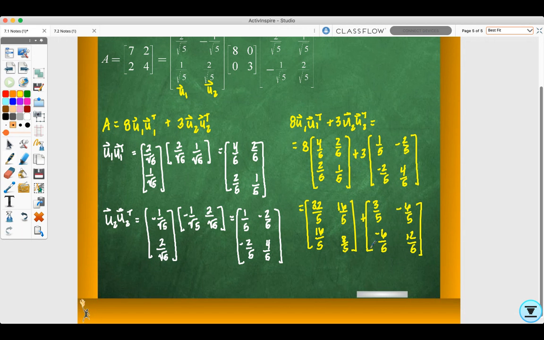When I add these together, I should get 35 over 5, which is 7. 16 minus 6 is 10 over 5, which is 2. 16 minus 6, which is 10 over 5, which is 2. And 8 plus 12, which is 20 over 5, which is 4. And that gives me A.